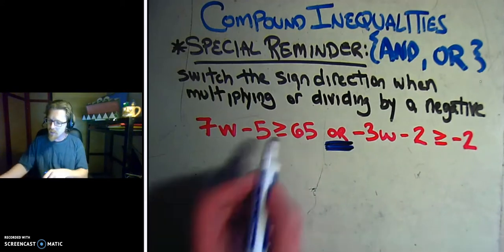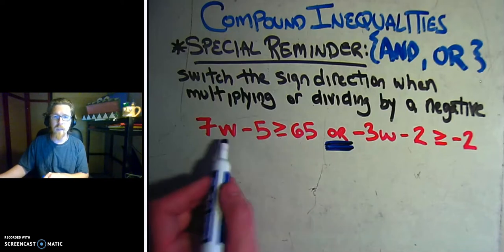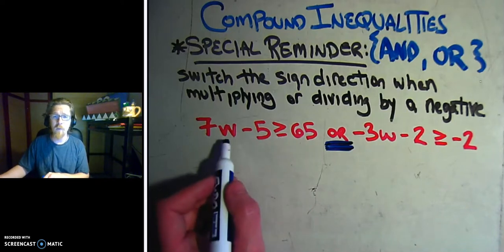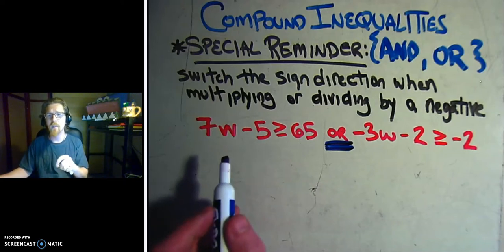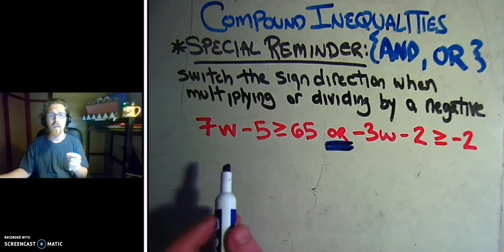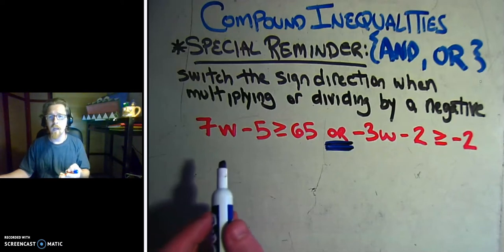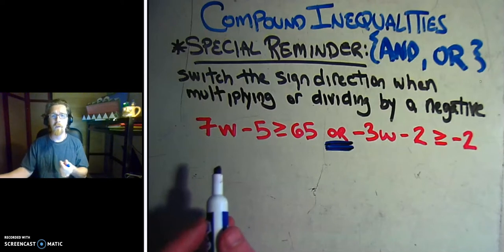Because really what an inequality is all about is representing that this variable can have more than one answer. It's not an equal sign, but a greater than or a less than sign. So we need to use a number line to represent more than one potential value for that variable.